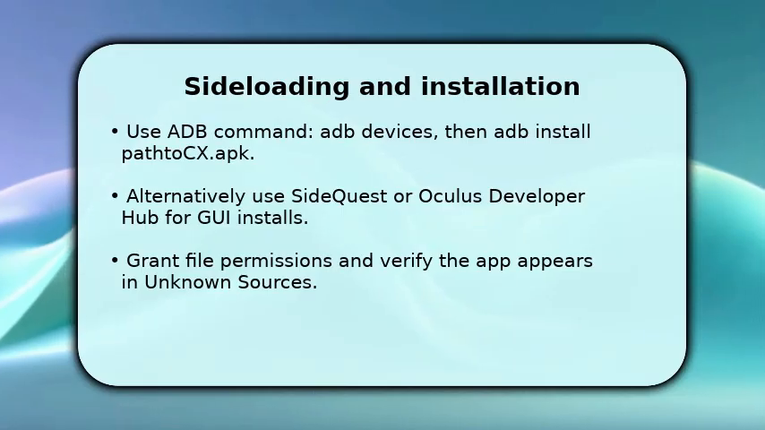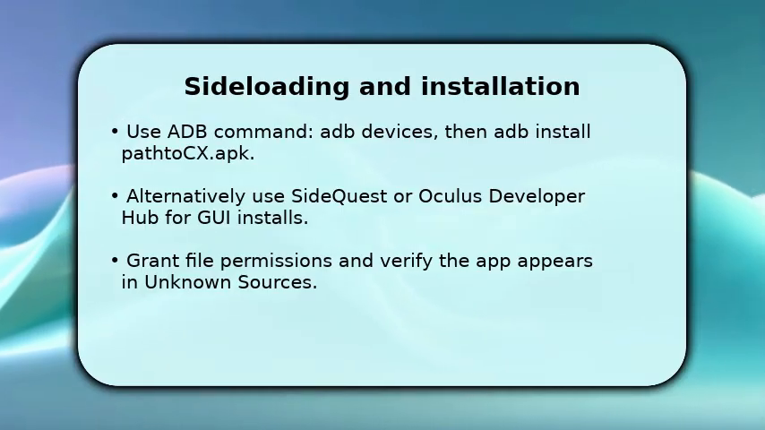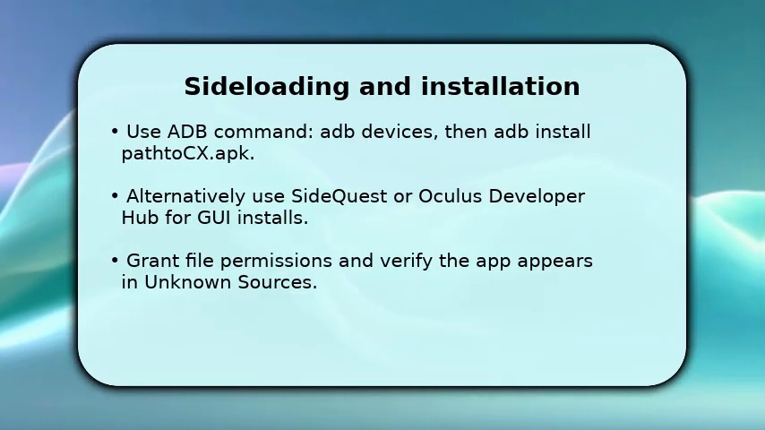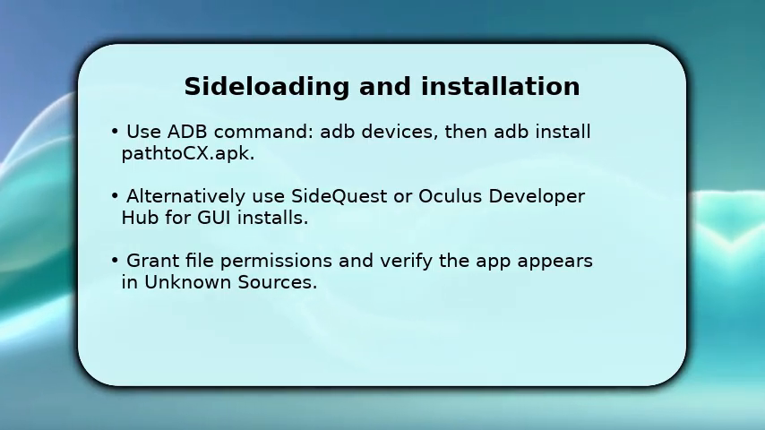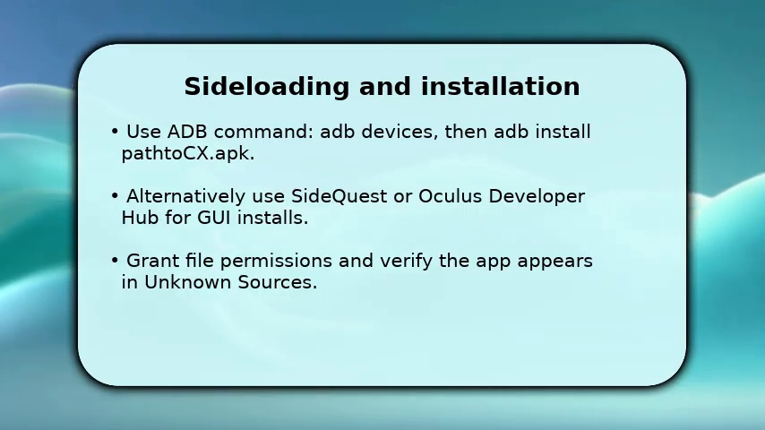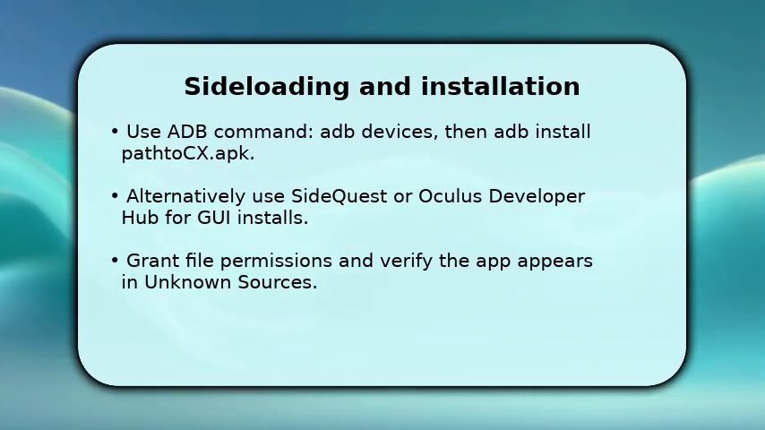You proceed to sideload the APK. Open a terminal and run adb devices to confirm the headset. Then use adb install followed by the APK path to install CX File Explorer. If you prefer a graphical flow, use SideQuest or the Oculus Developer Hub. They handle ADB and permissions for you.